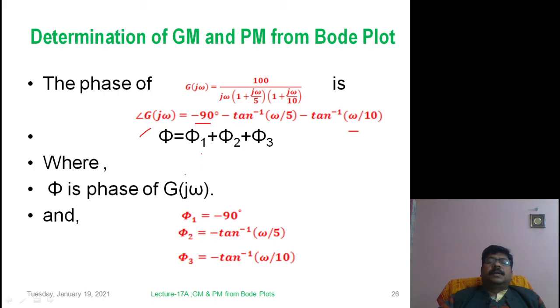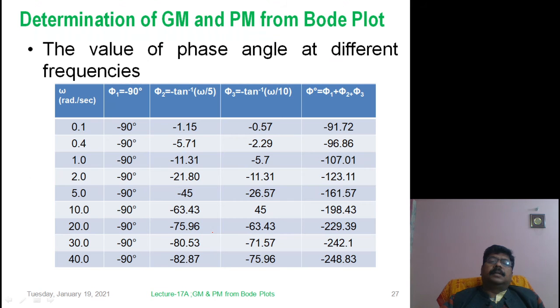So the net phi will be phi 1 plus phi 2 plus phi 3, and for different values of the frequency, the angle can be determined. Here in this table you can see the angle is obtained for the range of the frequency, from 0.1 radian per second up to 40 radian per second. So here phi 1, phi 2 and phi 3 are obtained and added up.